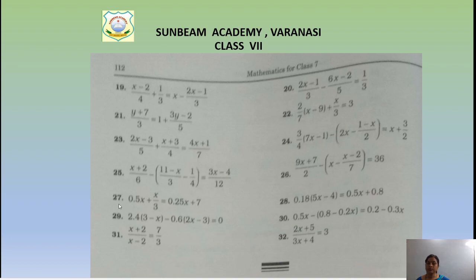Now we will solve question number 27. Let's see question number 27. It is 0.5x plus x by 3 is equal to 0.25x plus 7. Okay, so let's solve it. I am going to write it on the board and you also write down in your notebook. Question number 27.